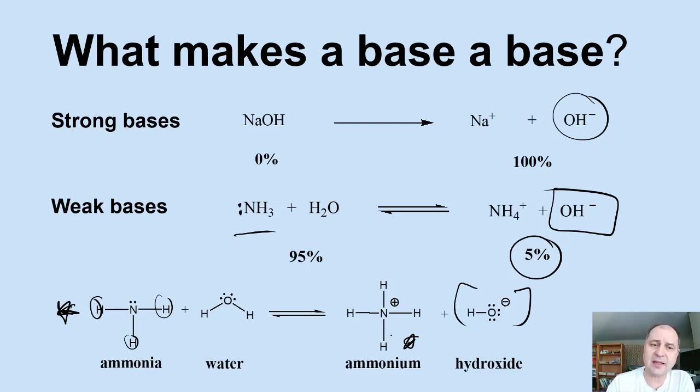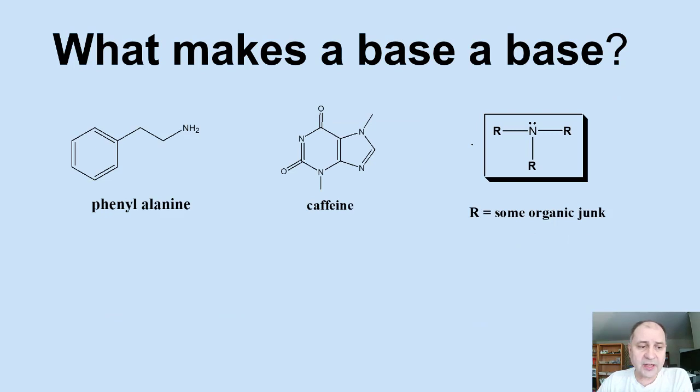And so strong bases like sodium hydroxide, potassium hydroxide, those will break apart completely into sodium and hydroxide ions. And so it's the hydroxide that makes that a base. And so the neutralization would then take place between the hydroxide and the hydronium, or the H plus from the acid, to form water. So that's the neutralization.